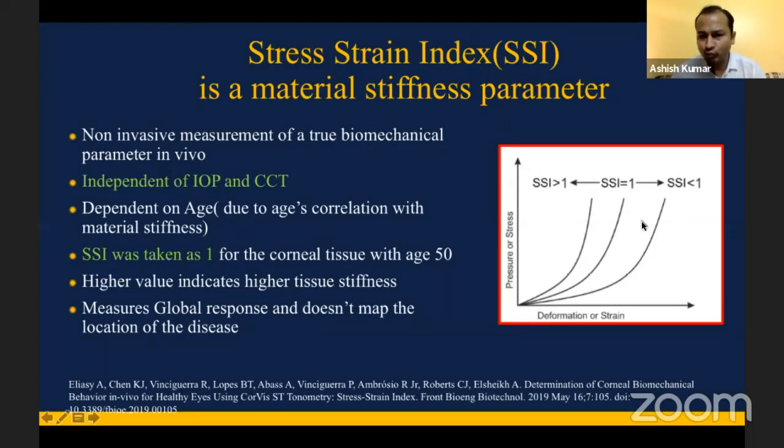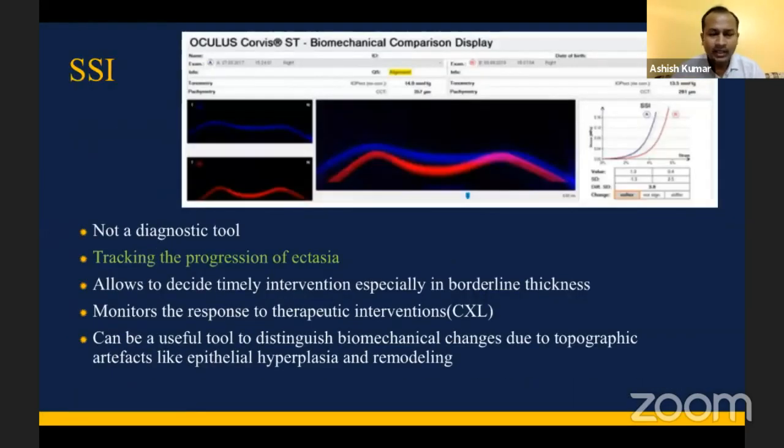So if the curve moves towards the right, the cornea becomes softer. If the curve moves towards the left, the cornea becomes stiffer. It measures global response and doesn't map the location of the disease. It's not a diagnostic tool. It basically tracks the progression of ectasia.